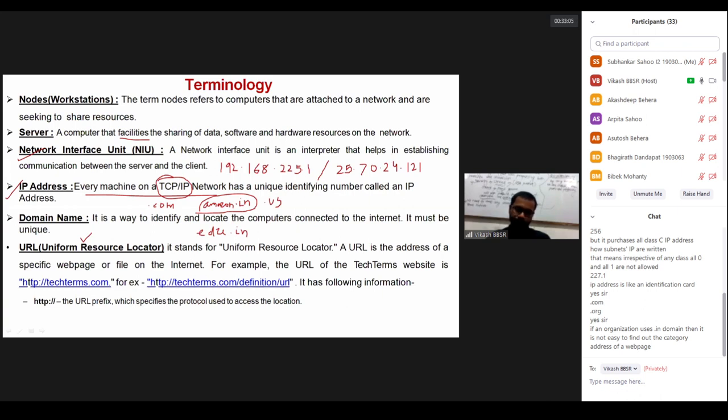These terms you have to remember. Have you written them down? Because you will surely get 1 mark in the networking concept. What is a node? What is a server? What is a network interface unit? What is an IP address? We will learn IP address again in the protocol chapter, so don't worry.